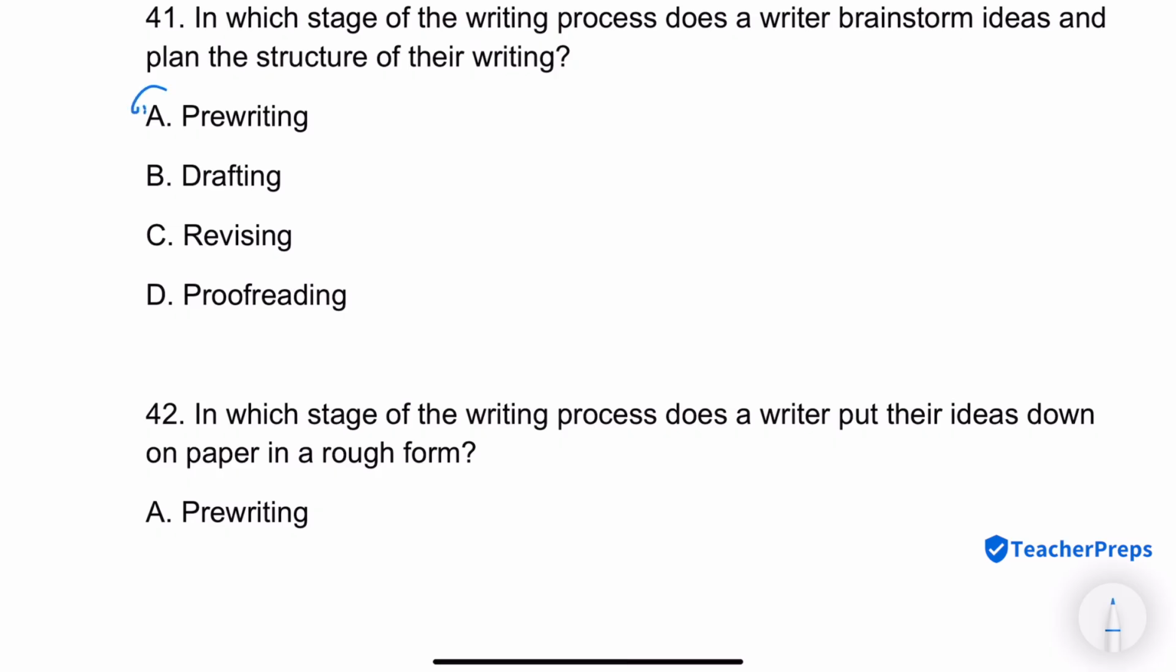The answer here, we're going to go with option A. That's pre-writing, and that's everything you do before you actually start writing words on paper. This is like the brainstorming stage, and you might be making an outline or a word map or word web, and whatever helps get your juices flowing and ideas organized.